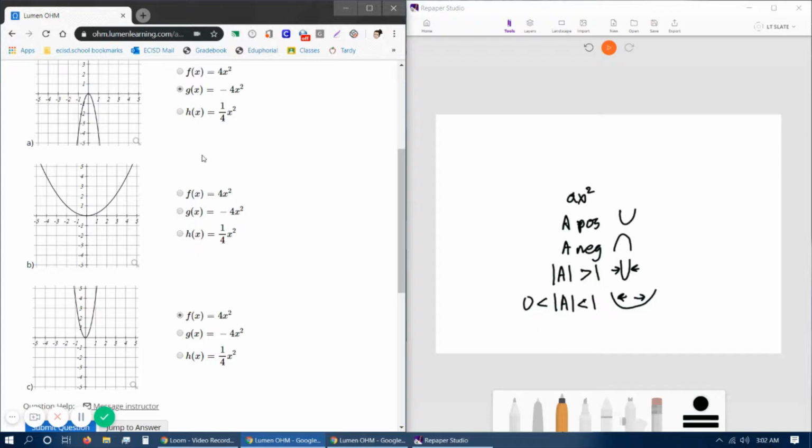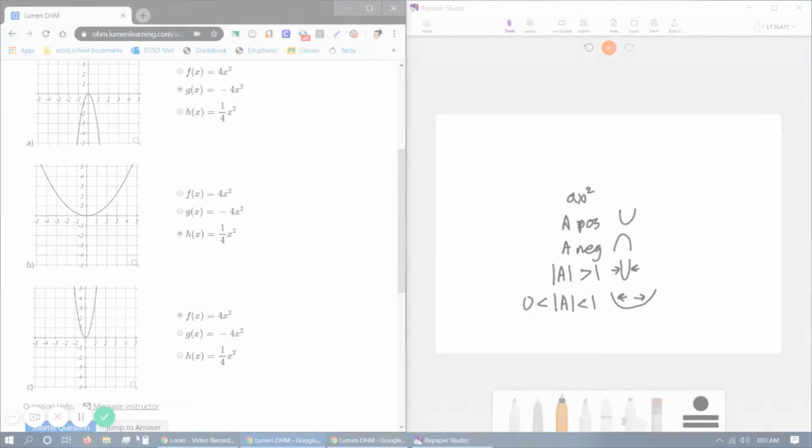This means that the last function, h of x equals 1/4 x squared, must go with the second graph. I can confirm this by looking at the a value of 1/4. 1/4 is positive, so the parabola opens upward, and 1/4 is between 0 and 1, so the parabola must be wide and shallow, which matches up with the second graph.